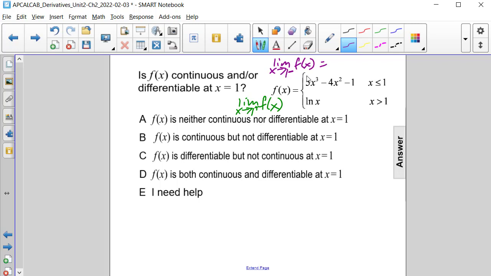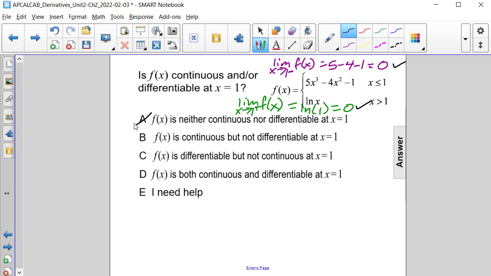As x approaches 1 from the left, we can directly substitute 1 into our polynomial, and we'll get 5 minus 4 minus 1, which is equal to 0. And then we can do something similar as we're approaching 1 from the right on f of x. We can use direct substitution, and we'll have the natural log of 1, which is also 0. Notice both of these values are equivalent. Therefore, f of x is continuous.